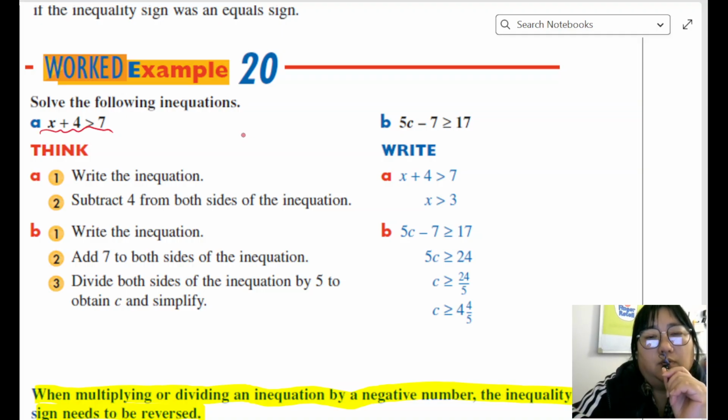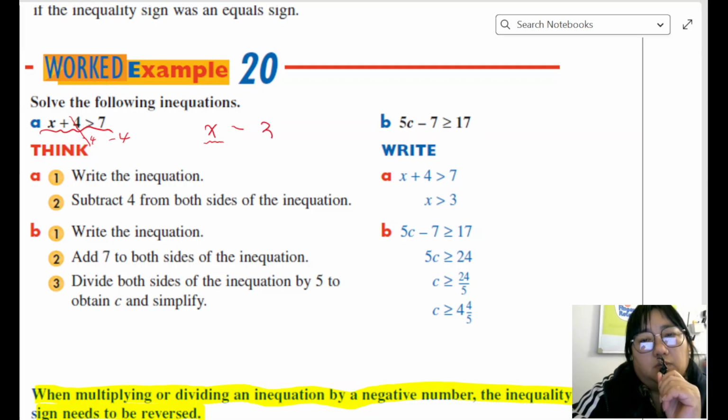x plus 4 greater than 7. So what we are going to do is very similar to solving an equation. That means I want to isolate the unknown on one side, and the numbers go to the other side. So in this situation, we want to take 4 from both sides. Use the inverse operation so that we only have 1x on the left hand side. And 7 take 4 will be equal to 3.